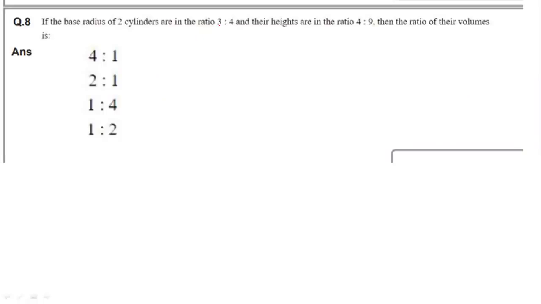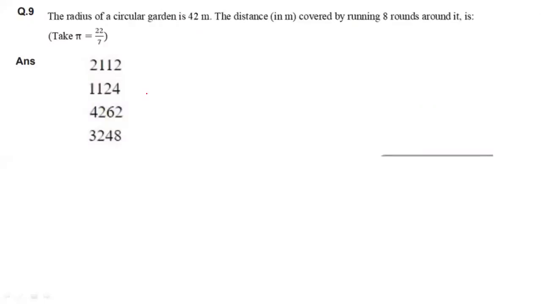Base radius of 2 cylinders are in the ratio 3:4. Heights are in the ratio 4:9, ratio of their volumes. Volume of a cylinder is pi r square h. So ratios will be r square h by r square h. So r square ratio 9/16 into h ratio 4/9. So your answer should be 1:4. Go to the next question.